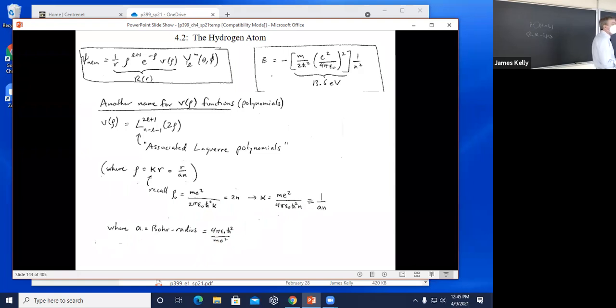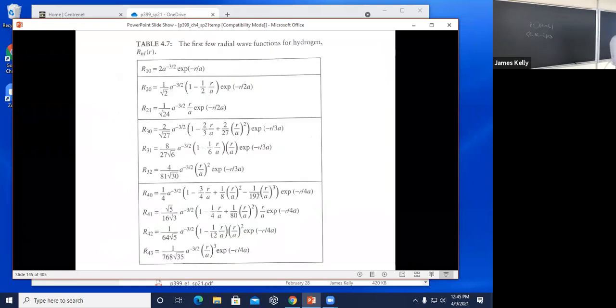You could just check that it has dimensions of distance, and then it would make sense to call it some kind of radius. So in any case, these are expressed in terms of ratios r over a that appears in here. Okay, so when we write down the radial wave functions, they depend on both n and l. So we conventionally put the n subscript first and the l subscript second. And you see, we had rho to a power.